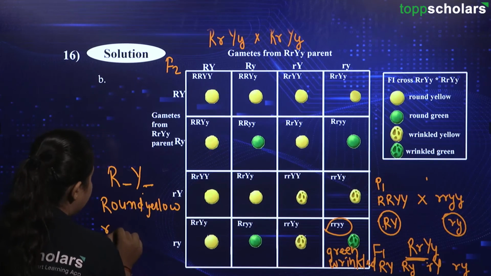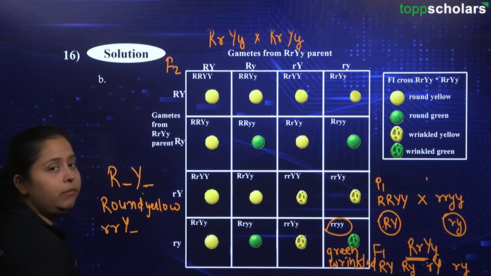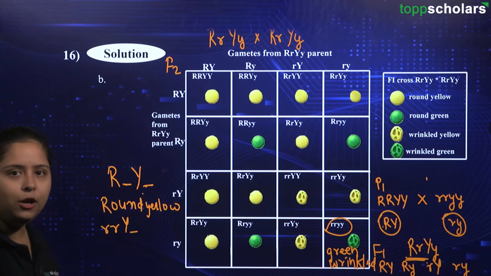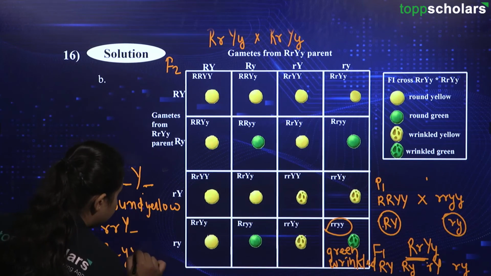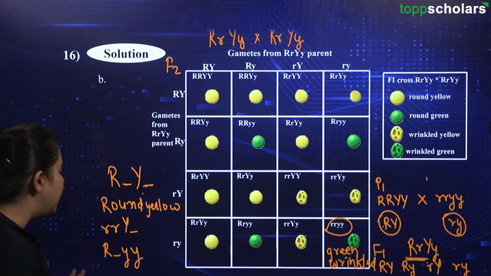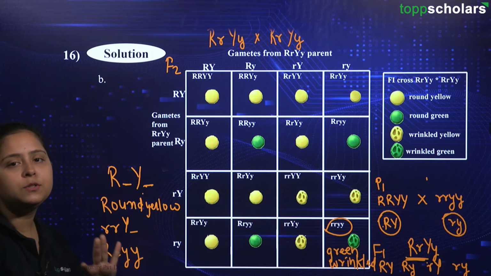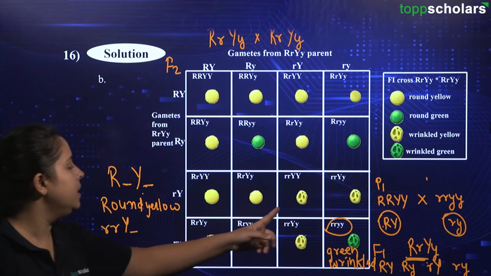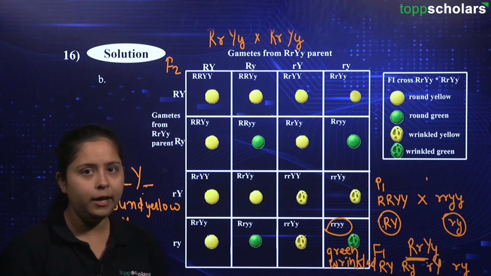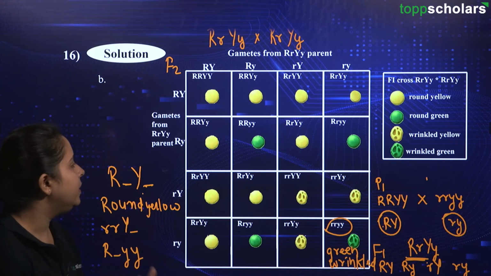If you are having this kind of phenotype, then it will be wrinkled and yellow. And now, if you are having this kind, then it will be round and green. So, these are the 4 types of phenotypes that could be seen: round yellow, wrinkled yellow, round green and wrinkled green. So, these are the 4 phenotypes that we can see.